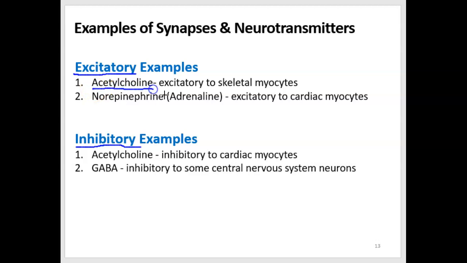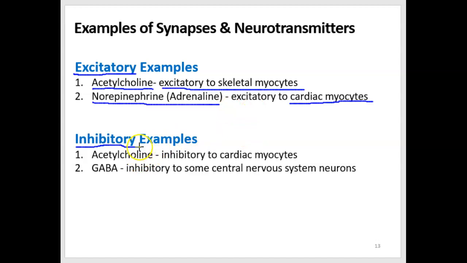Acetylcholine is a neurotransmitter that is excitatory to skeletal myocytes. So this would be an example of an excitatory cholinergic synapse. Norepinephrine or adrenaline or epinephrine can also be an excitatory neurotransmitter, and it is to cardiac muscle cells. So you know your heart rate goes up in response to adrenaline, right? So adrenaline is excitatory to cardiac cells.